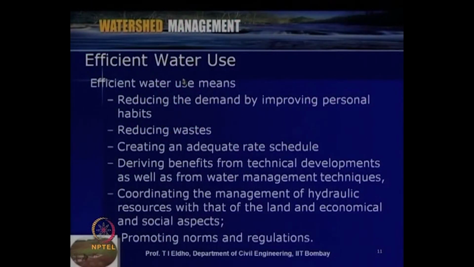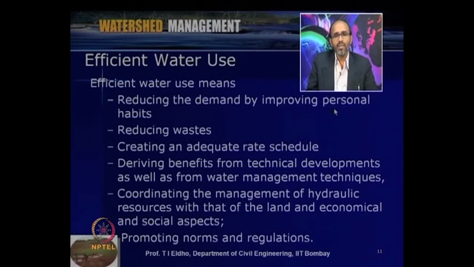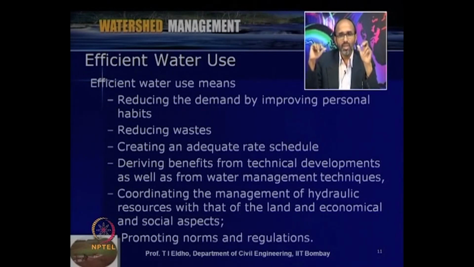So, when we look into water conservation, as I mentioned, we are looking for efficient use of water. Efficient water use means, with respect to what we have discussed so far, we can put it into various points like this. We can reduce the demands by improving personal habits, if it is the domestic sector. We can reduce the waste by various means. Then we can create an adequate rate schedule, so that those who are using more water have to pay more. Like that, we can come up with some rate schedule, so that there will be a possibility of reduction in water use.